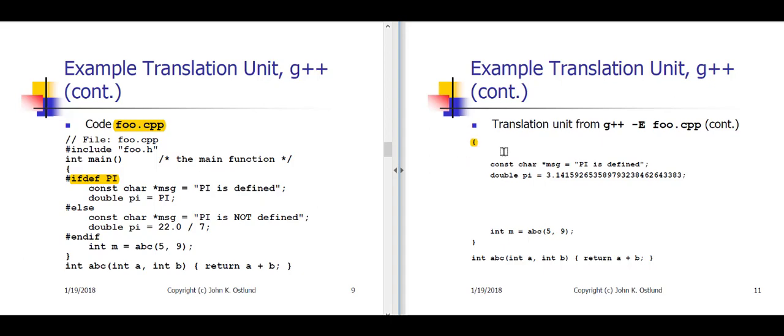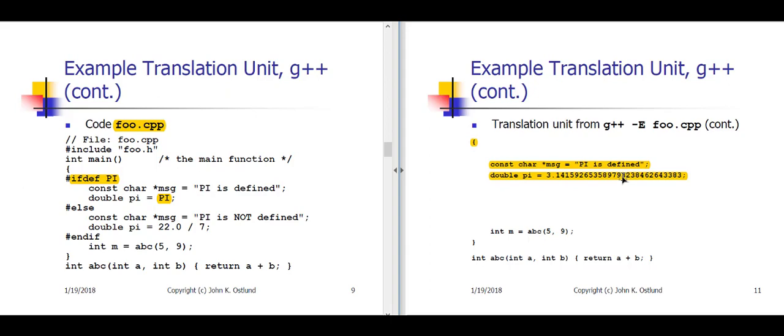Following the opening curly brace, the 2 lines following the ifdef are passed through to the translation unit. Notice that in our program source code, over on slide 9 here, we used the token PI to specify the initial value of the double variable, lowercase pi, and in the translation unit, that token PI has been replaced by the sequence of characters specified in the #define for PI, that is 3.1415, etc.